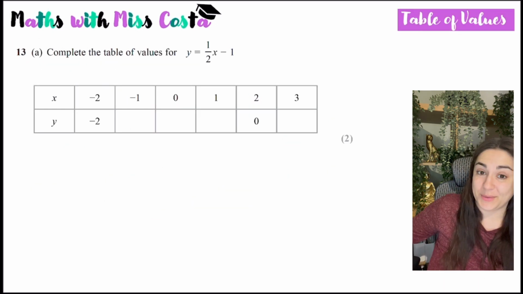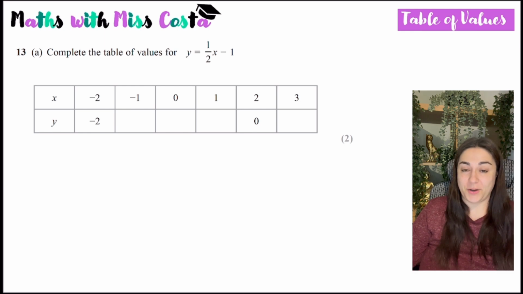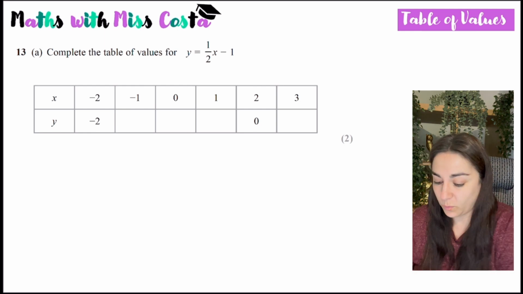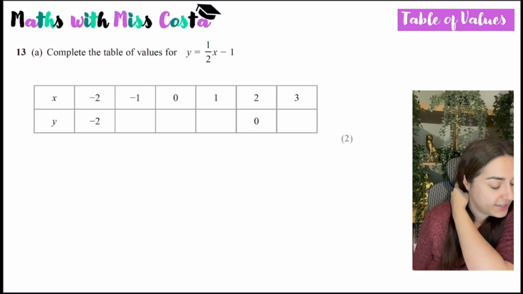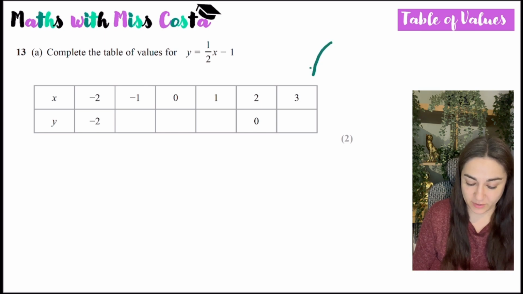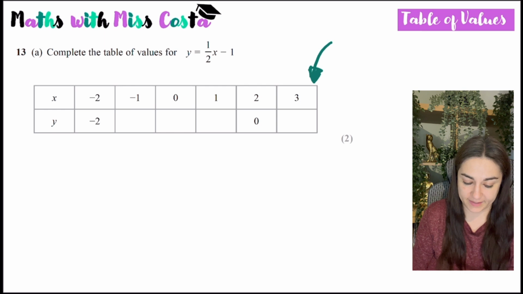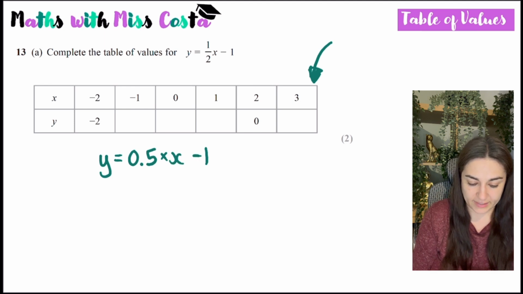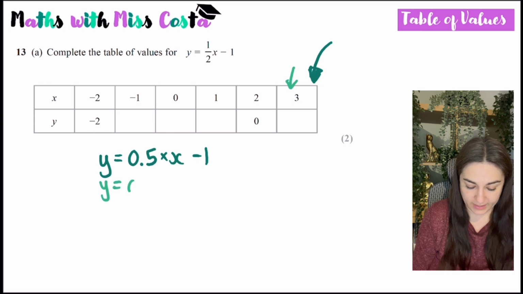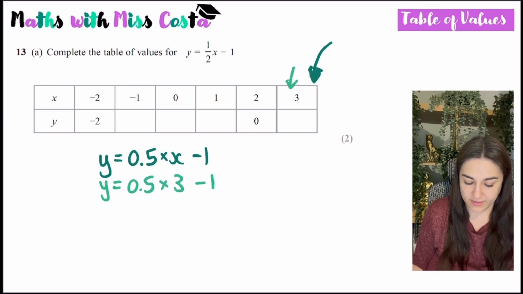Now I have to do a table of values. So I need to complete the table of values for y equals a half x minus 1. The best way to do these is to start from this side because they're the positive numbers. They just make your life easier. So y equals a half x. Well, a half is the same as 0.5. You times that by x and then you take 1. So over here, x is 3. So I'm going to do y equals 0.5 times by 3 and then I'm going to take 1.